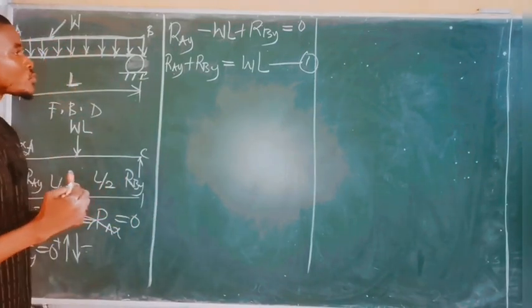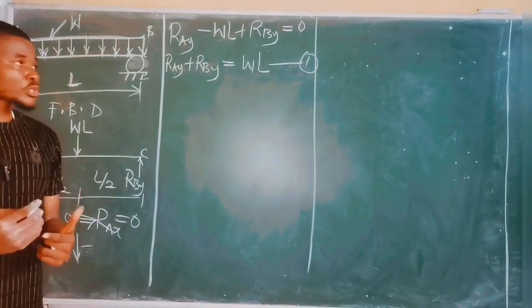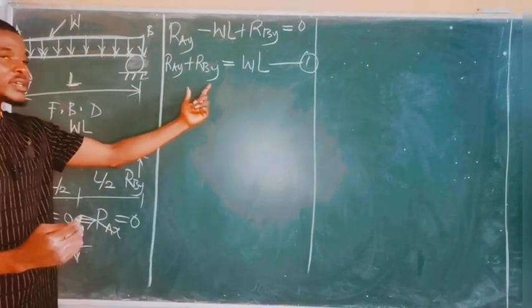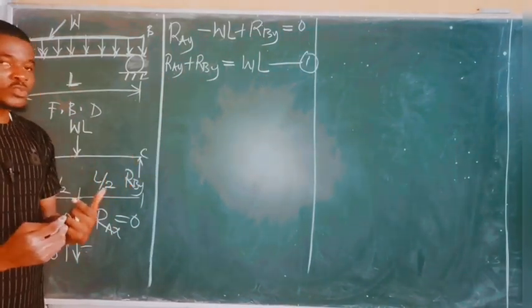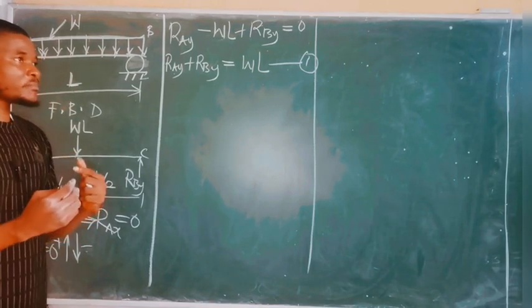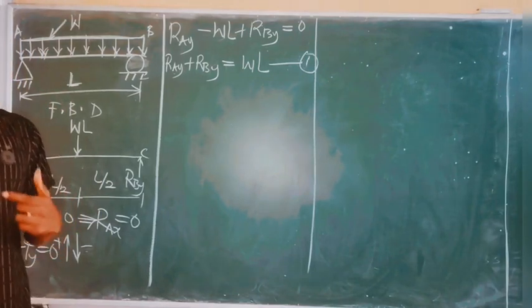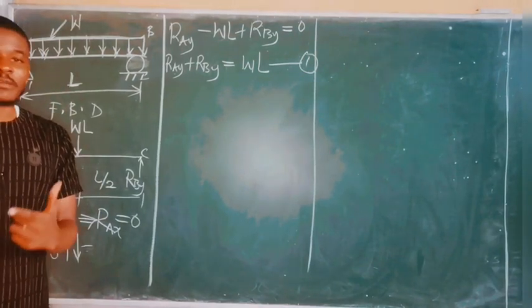Now, equation 1 happens to be what? A single equation having two unknowns, RAY and RBY. So which makes it very impossible for us to solve. Now, the only way we can make a break for this is by simply what? Considering another equilibrium equation, which means take moment about a point.